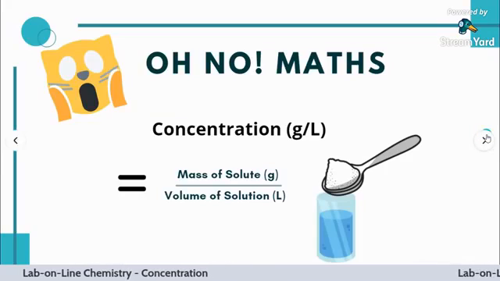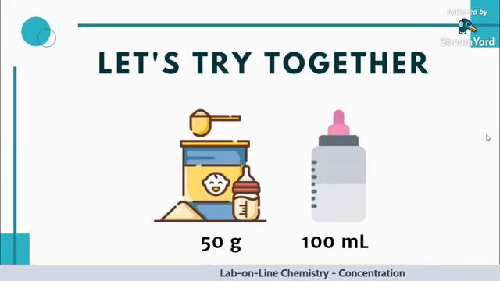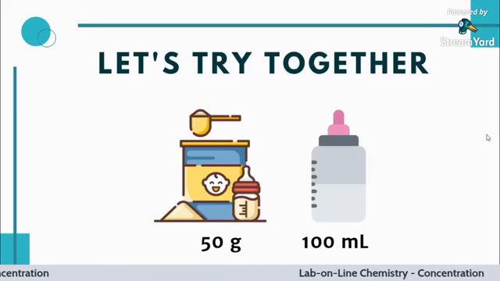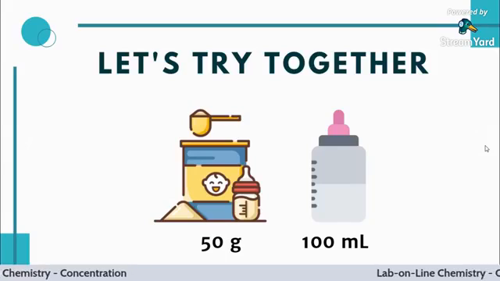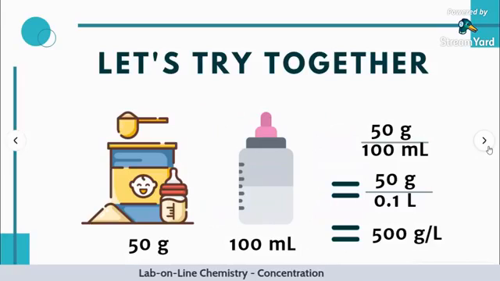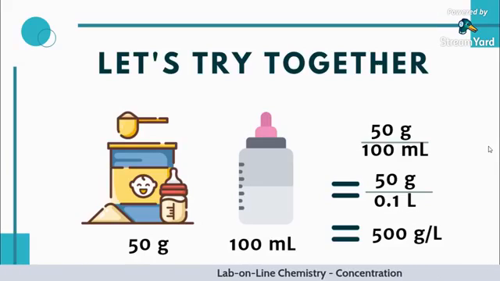So now let's try it together. I have a younger sibling at home, where my mother will ask me to make 100 ml of milk using 50 grams of formula powder. So this time our solute will be the formula powder. Can you remember what the formula is now? It is the mass of solute divided by the total volume of the solution. So here comes the calculation. It will be 50 grams of formula divided by 100 ml. Now I will convert the 100 ml into liters, which is 0.1 liter. This will give us the answer 500 grams per liter.